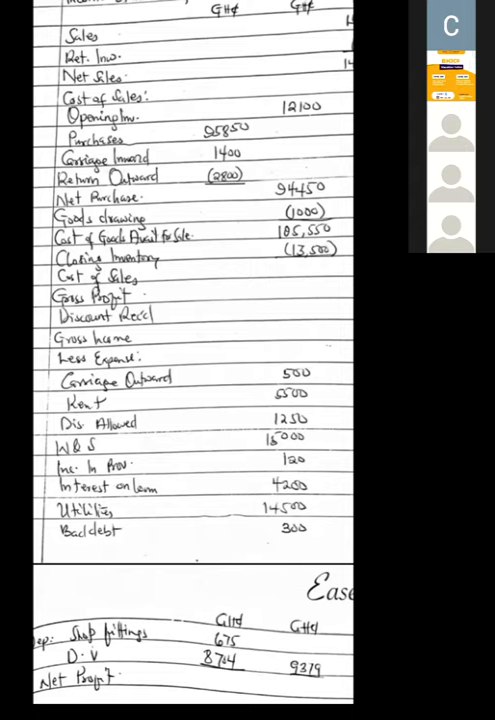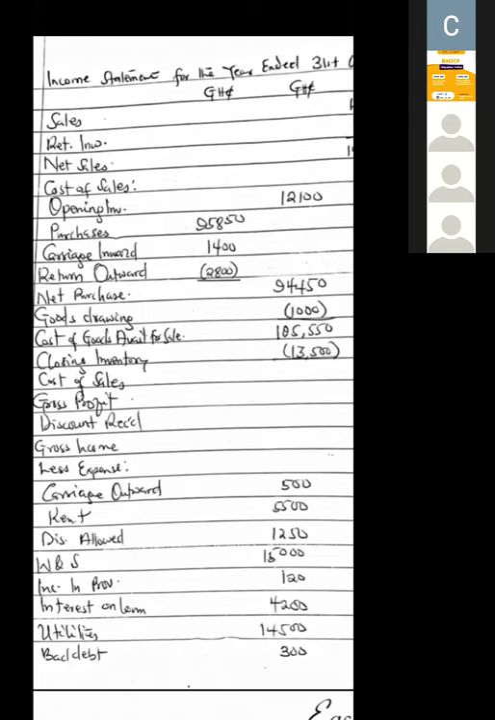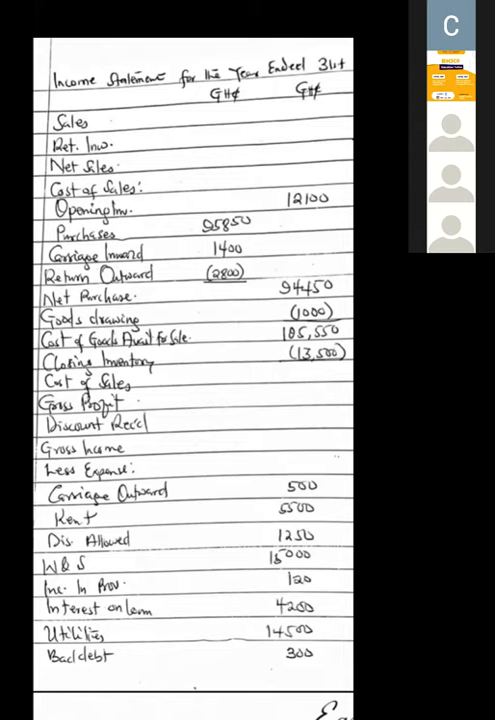Yes. Please, actually, I was muted, that's why. Concerning the drawings, it was 1,000, but not 10,000. But sir, if you subtract 1,000 from 94,450, you're not going to get that figure, 105,550. I told you that if you want to know cost of goods available for sale, we have opening inventory plus net purchases less goods drawn. Opening inventory is 12,100. You add net purchases and less goods drawn. Is it okay now? Okay, sir. Thank you. Welcome.